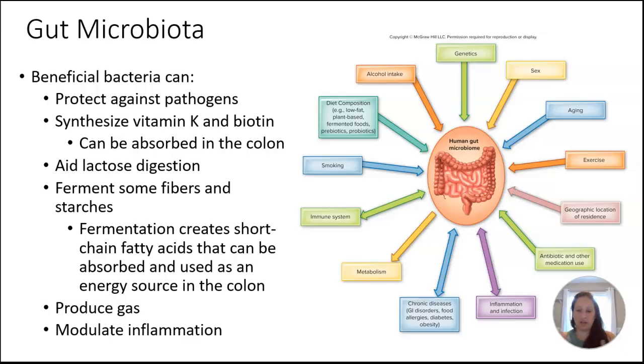Inflammation and infection can go both ways. Chronic diseases like GI disorders, food allergies, diabetes, obesity. Chronic diseases can affect the microbiota, and the microbiota can also affect those chronic diseases. Okay, metabolism, immune system, same thing.